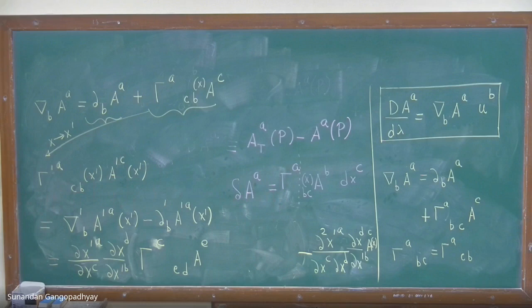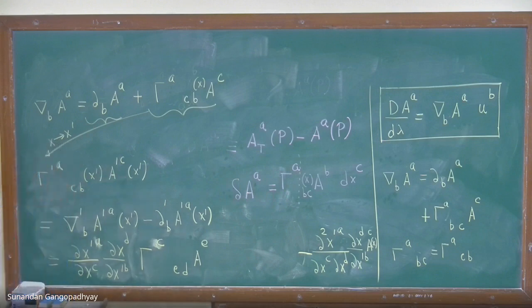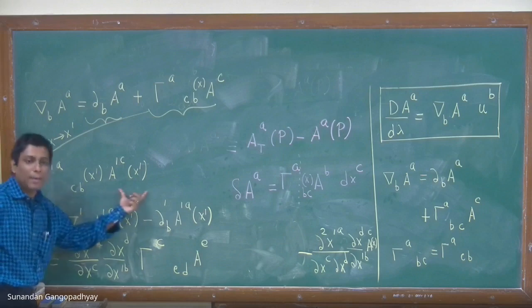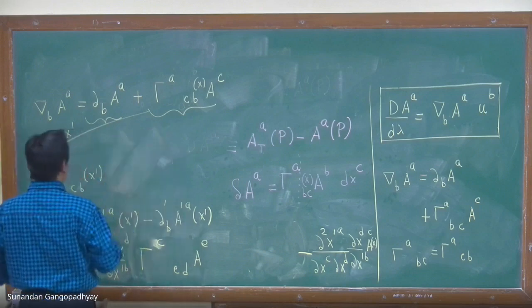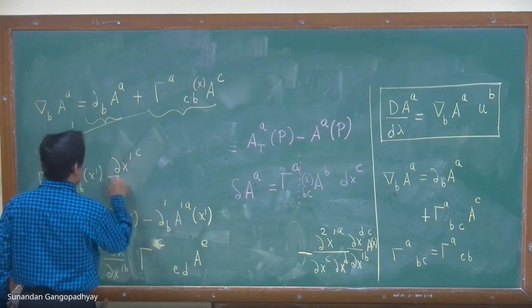Right. So now what you have to do, we could have gamma extracted. What is your suggestion, how should we proceed? What is our aim? Our aim is to find the transformation property of gamma, but this gamma is multiplied by a. So what should we do now? A prime c, x prime, we write it in terms of this. Very good. So a prime c x prime, you can write it down as del x prime c.